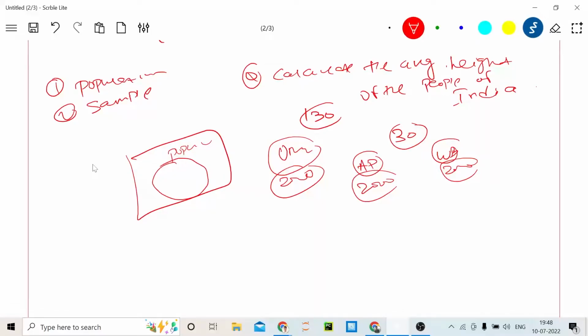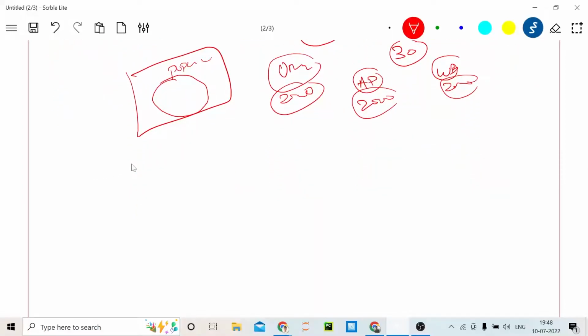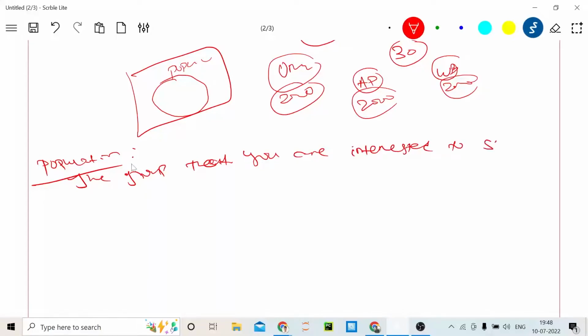Let me give you the definition as well. Population is the group that you are interested to study. And sample is like, you are not supposed to go to each and every person and ask what is your height, because every day some people are dying and some children are newly born. So you are not supposed to go to each and every person. Then what do you do? You just create a sample.